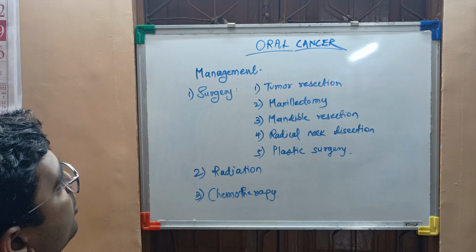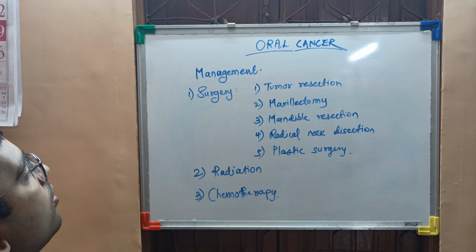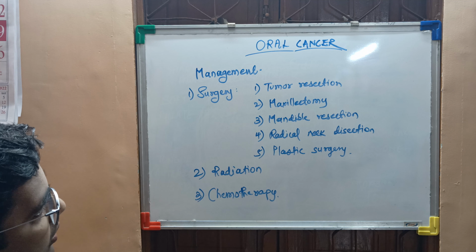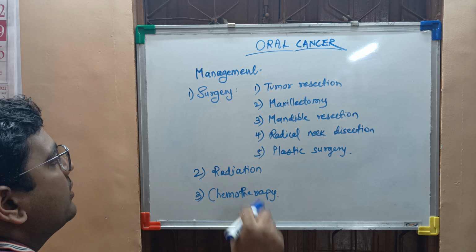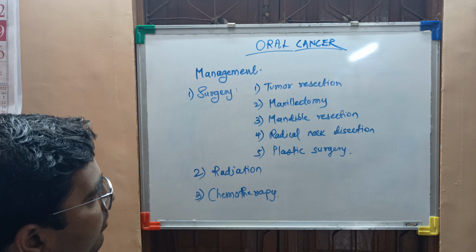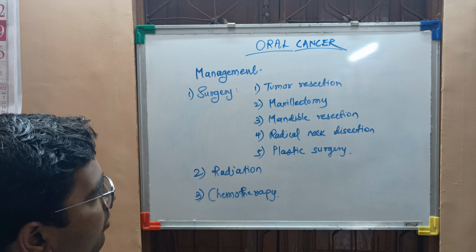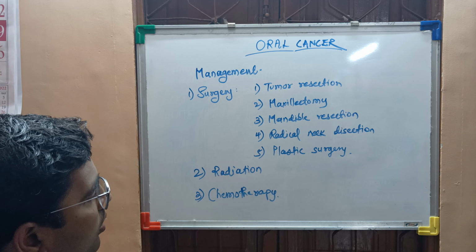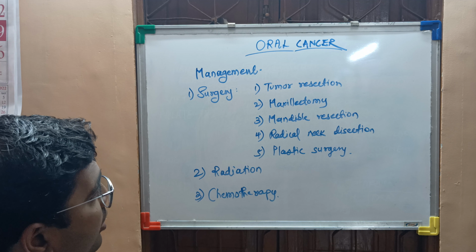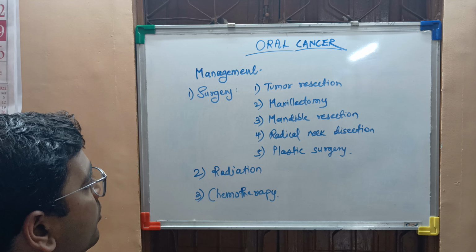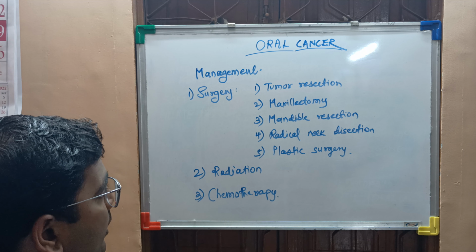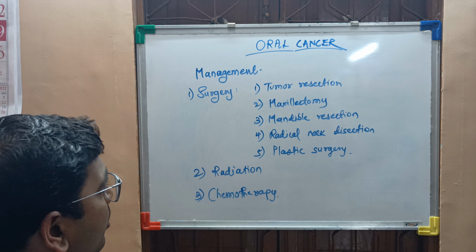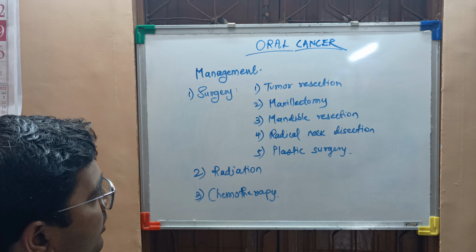Now we will focus on the management part. The first one is surgery. Primary tumor resection is the first one. The maxillectomy, the mandible resection. In mandible resection, an artificial mandible is implanted in the mandible area. Radical neck dissection and plastic surgery.